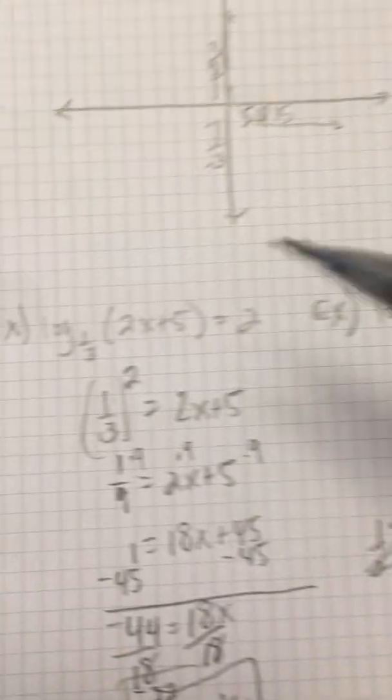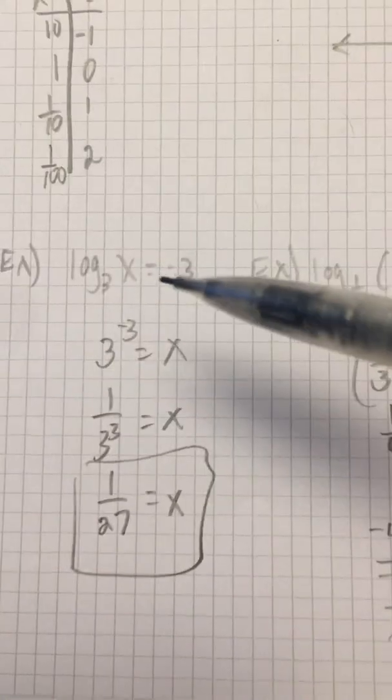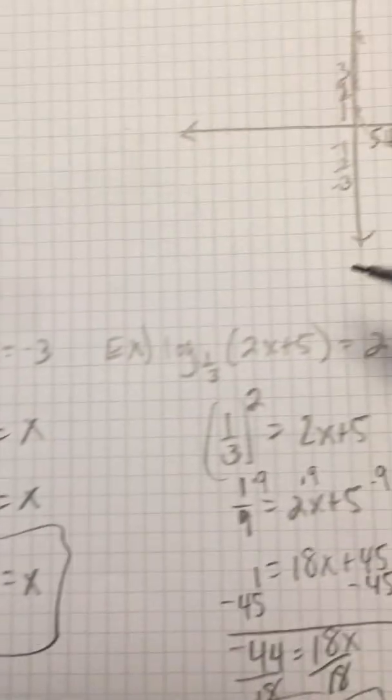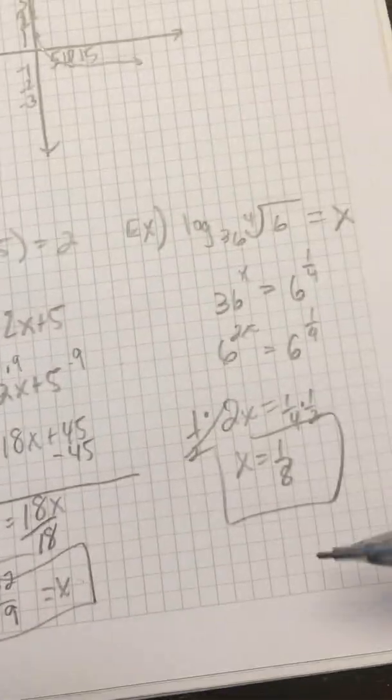You just have to be careful of where is your x, location of x, because we know that this, for example, can't be negative. And so we have to be careful and double check to make sure that these are all solutions. And that is how we solve.